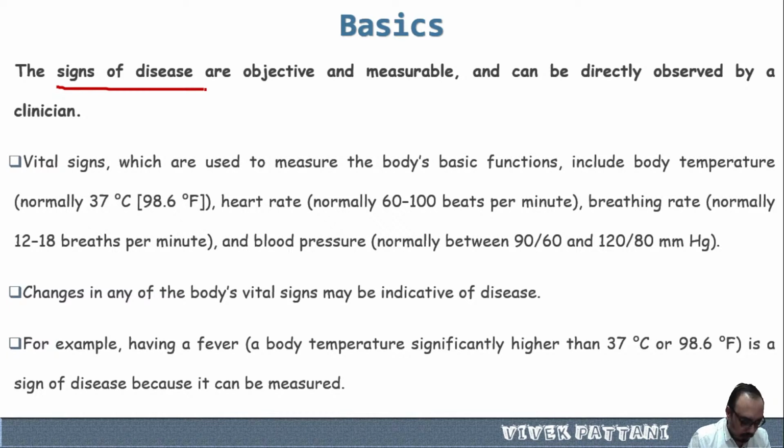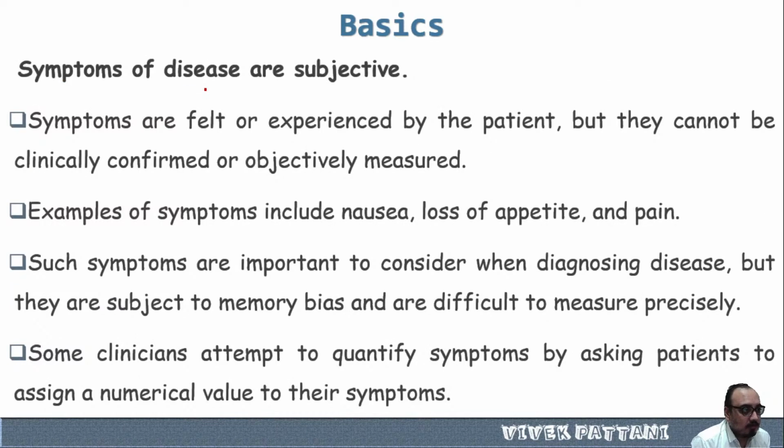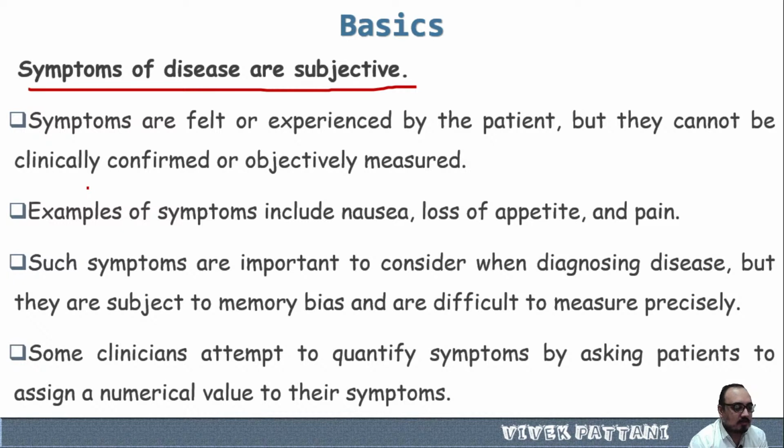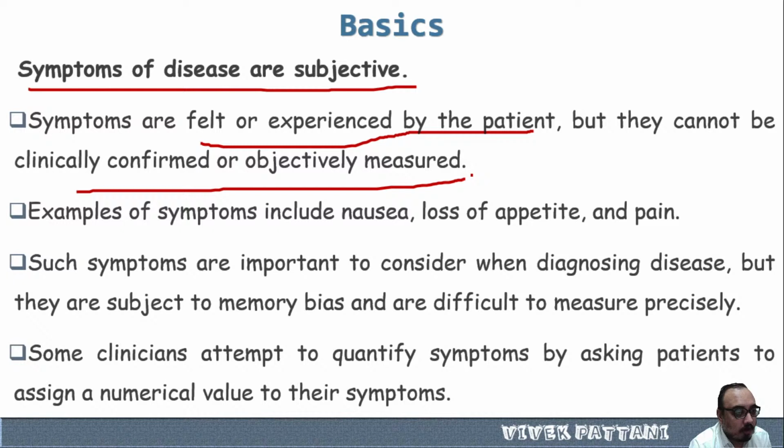Now moving on to the next term, symptoms of a disease. As the signs were the objective ones, the symptoms are basically the subjective ones. Symptoms are basically felt and experienced by the patient. They cannot be clinically confirmed or objectively measured.